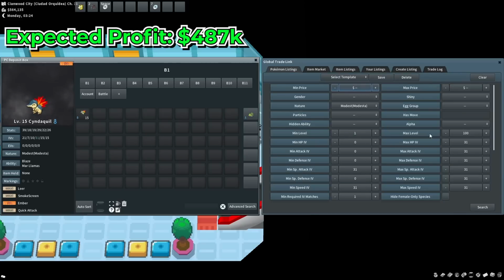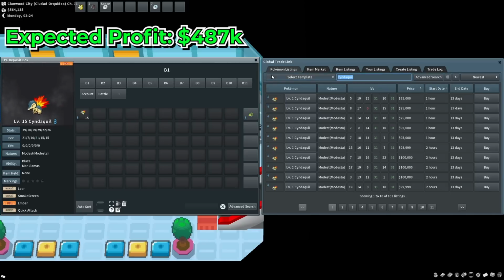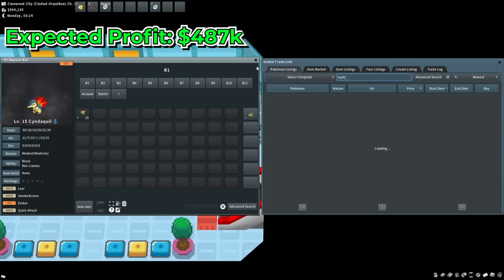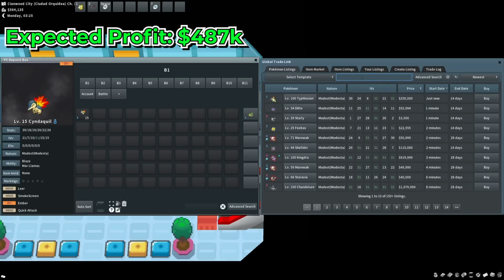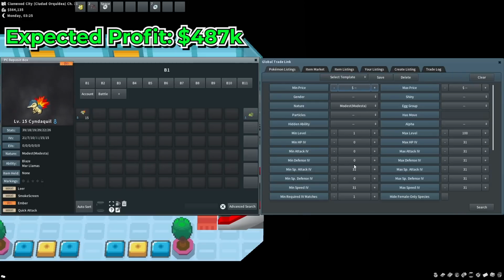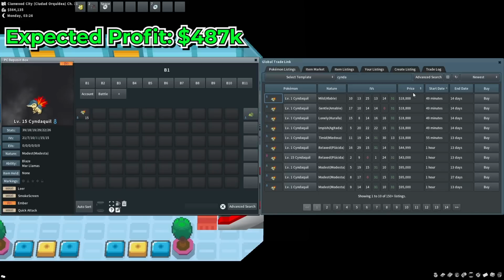No, let's see if we can base off Quilava. No, Typhlosion. No, so let me think. We'll be price checking it first as Cyndaquil, and then instead of having it like this and Modest, we'll just price check it like this. This usually goes for 20k and this goes for 45. So we'll be putting ours at 40.